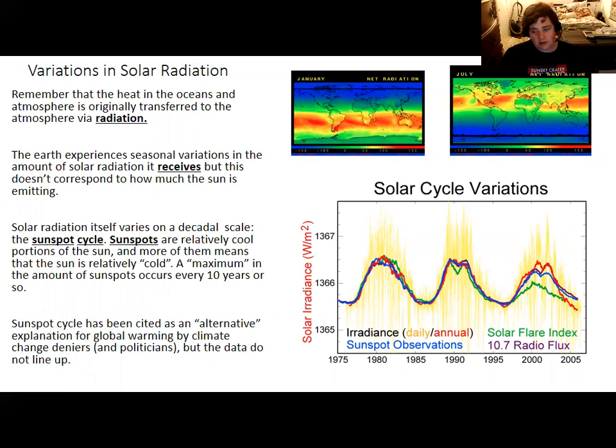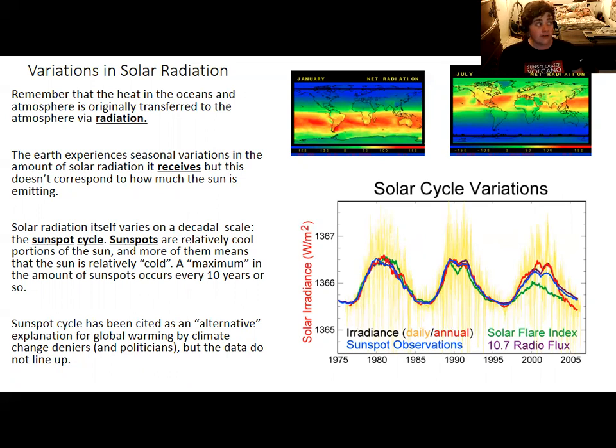There seems to be a maximum in the amount of sunspots every 10 years, and some climate change skeptics have attempted to invoke sunspot cycles as an alternative explanation for global warming. It sounds like a good explanation until you look at the data and how the timescales match up. Don't worry about what every trend line means here, but collectively this indicates that the maximum output in solar radiation occurs every 10 years. You have maxima in 1980, 1990, and 2000-ish, and likewise you have low points in the amount of solar radiation in 1985, 1995, and 2005.